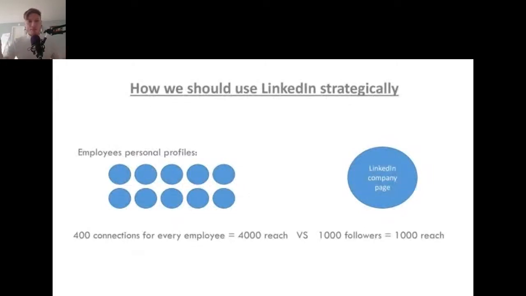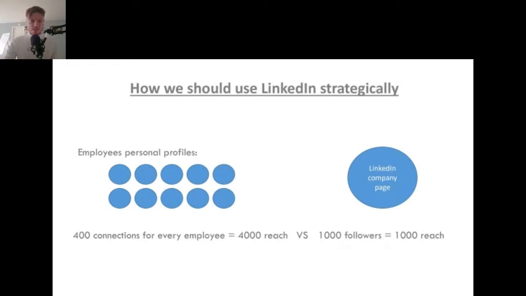So this is on how to use it for a team and how you can take this strategic thought further. Let's say we have a team of 10 people. We have a LinkedIn company page with 1,000 followers, so we have actually put some effort into the company page. Our potential reach is 1,000 here.